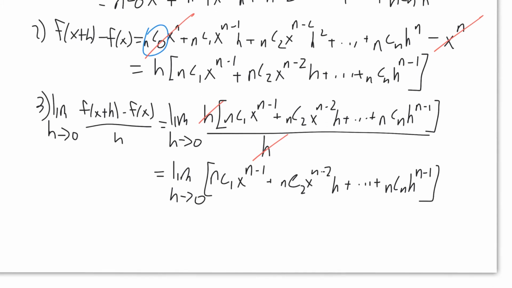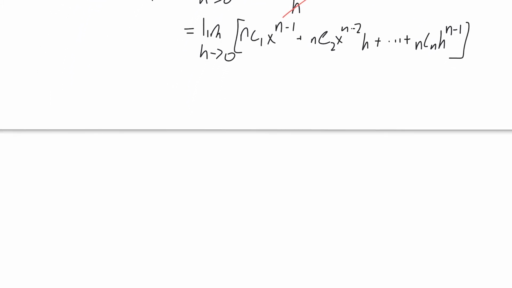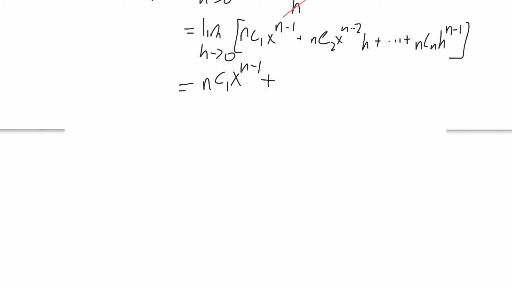Now that we canceled the h, we can go ahead and evaluate the limit. And if you notice, this first term has no h, so it's just going to come out as a constant. This term has an h, this term has an h, all the terms in the middle are going to have at least one power of h, so they're all going to go to 0. So we're going to just get nC1 x to the n minus 1 plus 0 plus dot dot dot plus a bunch of zeros, which is just nC1 x to the n minus 1.